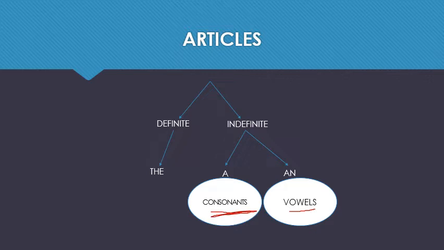So with a consonant sound, we use a, whereas with vowel sound, we use an. I am repeating this word, sound. So we give preference to the sound, not to the alphabet.